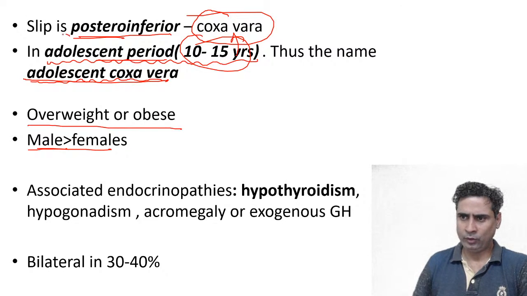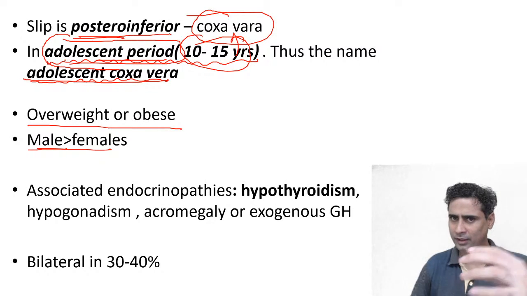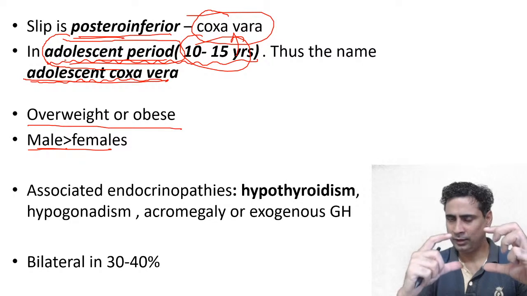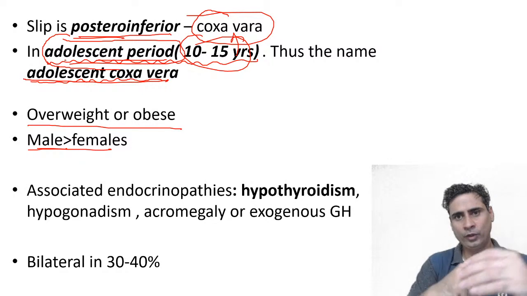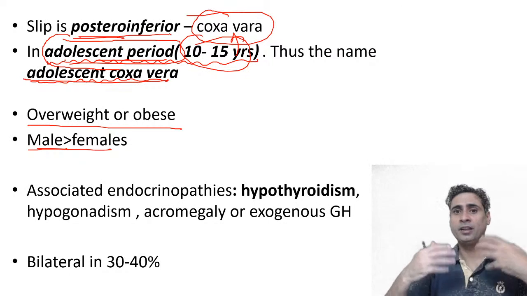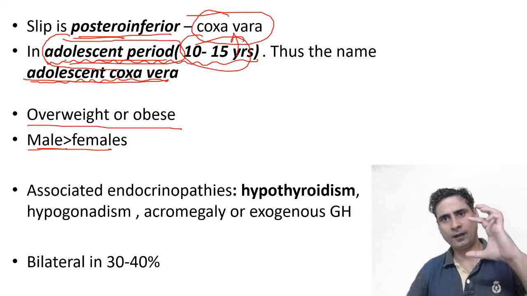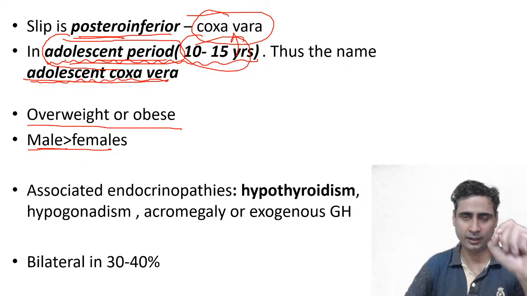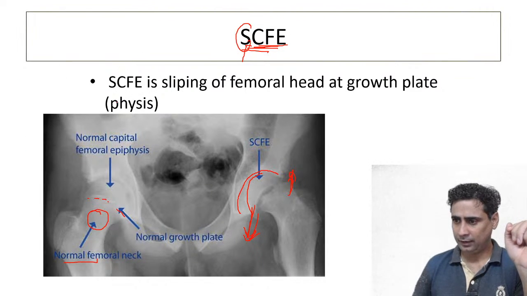Now why is this SCFE particularly common in the adolescent period? Because during the adolescent period there is a growth spurt, and we have discussed so many times, growth in bone occurs in that physeal area, growth plate or physeal area, and during growth spurt there will be increased proliferation of that cartilage. Growth plate is a cartilage, and that thickness of cartilage will increase during this adolescent or growth spurt period. So what will be happening? This growth plate thickness will increase.